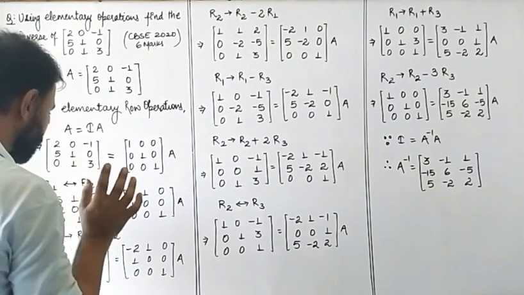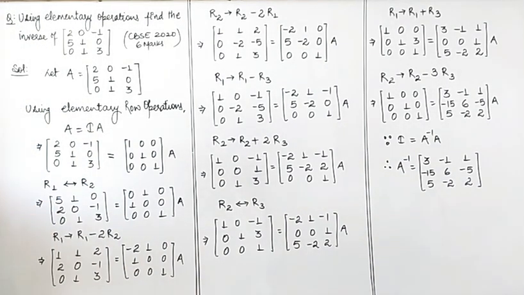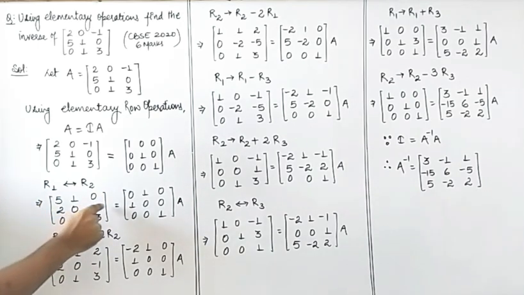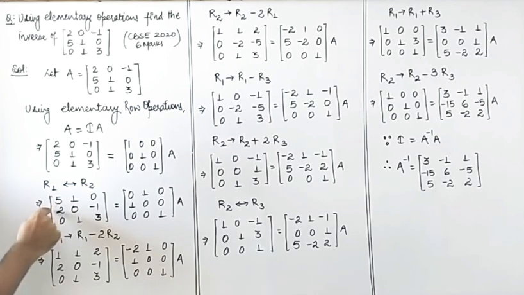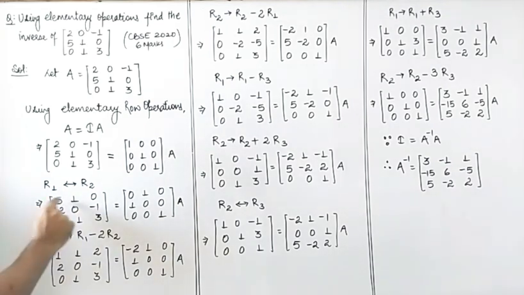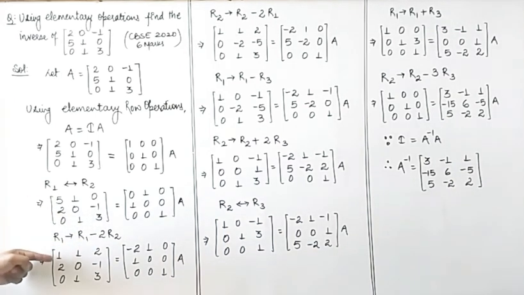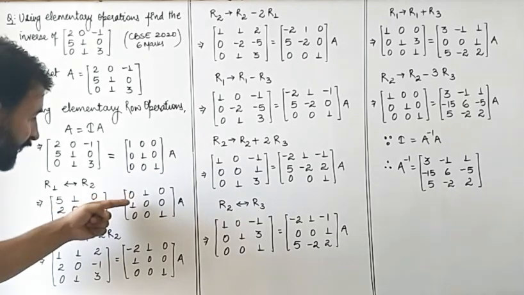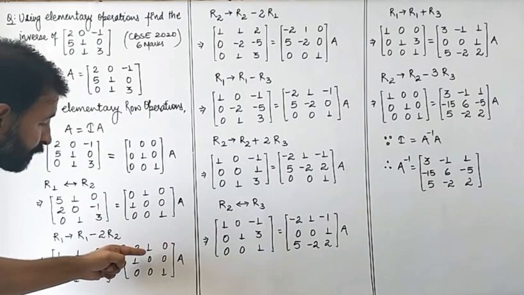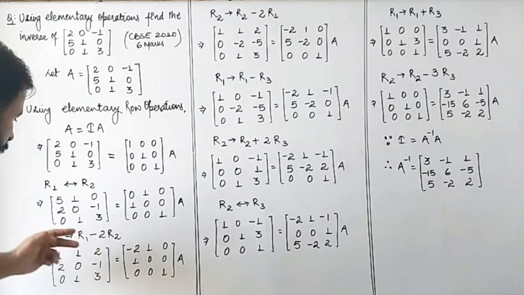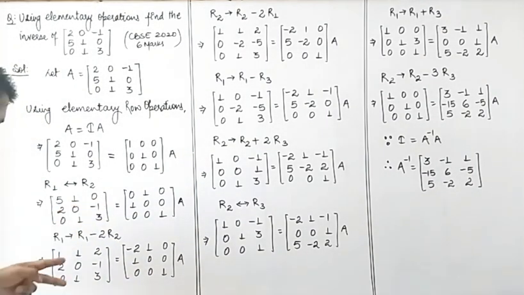This A will remain as A. Now to make this 5 as 1, we will write R1 as R1 minus twice R2. Twice R2 में क्या होगा? 2 becomes 4 and 5 minus 4 is 1. So this becomes 1. So R1 tends to R1 minus twice R2. 5 minus twice of 2 is 1. 1 minus twice of 0 is 1. 0 minus twice of minus 1 is plus 2. Similarly 0 minus twice of 1 is minus 2. 1 minus twice of 0 is 1. 0 minus twice of 0 is 0. Rest of the two rows, that is row 2 and row 3, remains as it is.